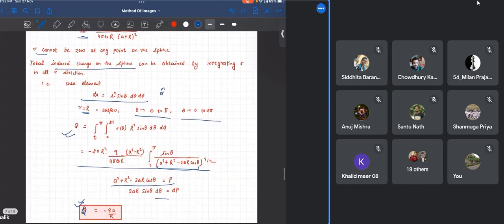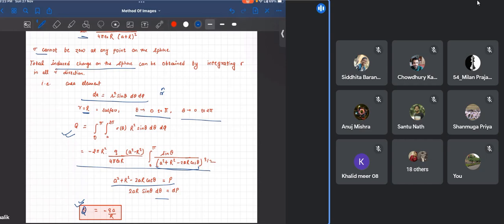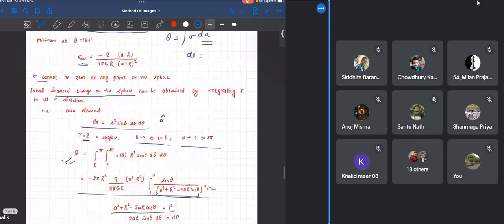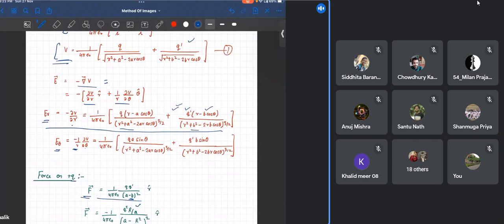Okay. So basically, this is how you are going to solve all the problems in the method of images. You just have to calculate the potential first. And from that potential, your whole journey of solving the problem will start.